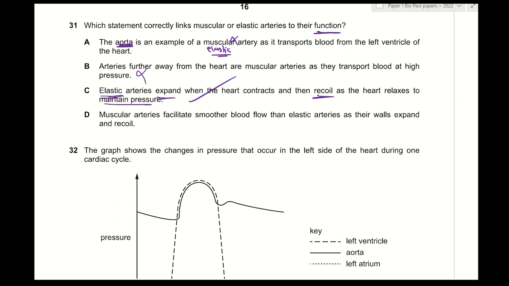So, first of all, this is incorrect. Muscular arteries don't expand and recoil. Muscular arteries contract and relax. Be careful of the terminology. It's the elastic fibers that expand and recoil, but muscular contracts and relaxes. So the answer is going to be C.